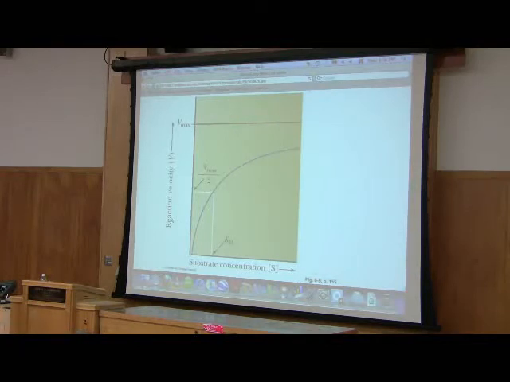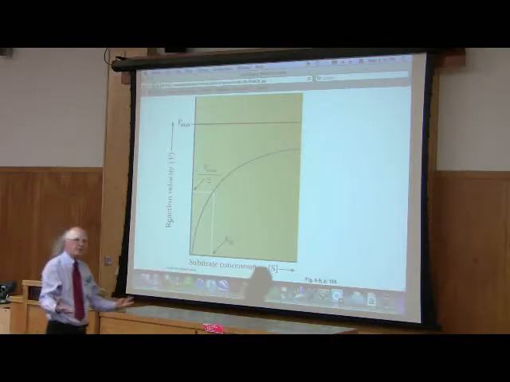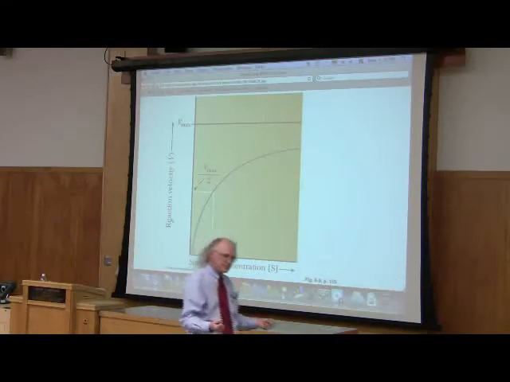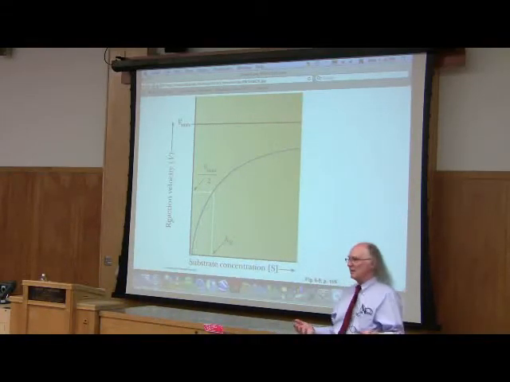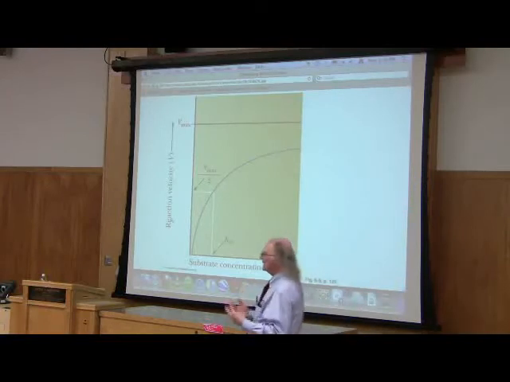Now, interestingly, Vmax is dependent upon the concentration of enzyme, but Vmax over 2 is not. Because if I double the concentration of enzyme, I'm going to double this here, but this line stays exactly in the same place. So Km is independent of concentration. It is a property of the enzyme. It's a measure of the affinity, and it's independent of concentration.